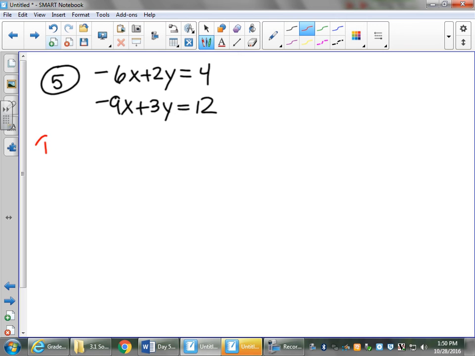Step 1 in ISS is isolate. We have no variables with a coefficient of 1. So the other option, when you're trying to figure out what variable to isolate, is ask yourself, will that coefficient go into the other numbers? So for example, does 6 go into 2 and 4? No, it doesn't. So I'm not going to go ahead and isolate that.